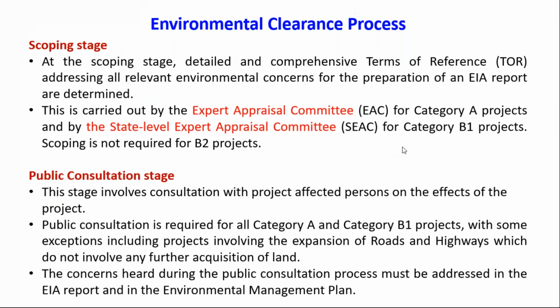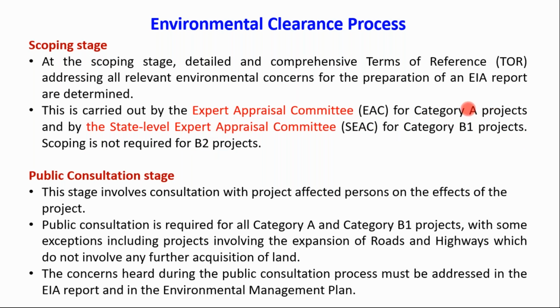Then the second stage is scoping. At the scoping stage, detailed and comprehensive terms of reference, that is TOR, addressing all relevant environmental concerns for the preparation of an EIA report are determined. This is carried out by the EAC, Expert Appraisal Committee, for category A projects and by the SEAC, that is State Level Expert Appraisal Committee, for category B1 projects. Scoping is not required for the B2 projects.